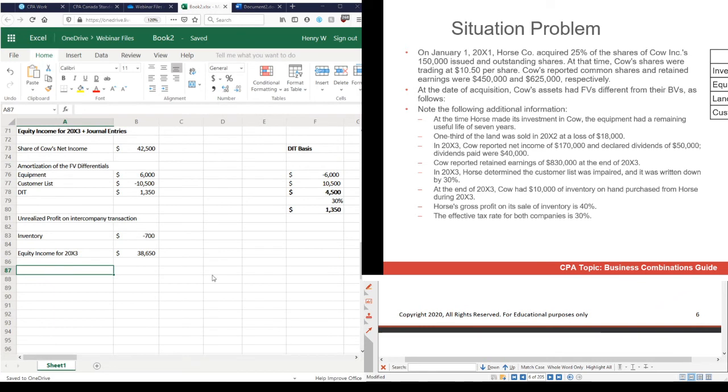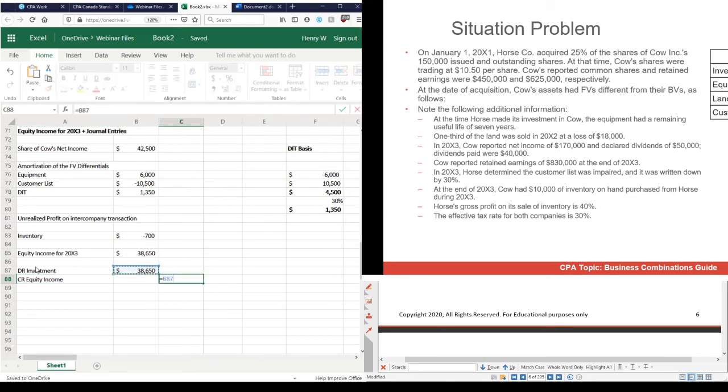Okay, so journal entry, debit investment 38,650, credit equity income, $38,650. Actually, you're ahead of me, my friend. I'm getting there. So dividends. I was just about getting there.